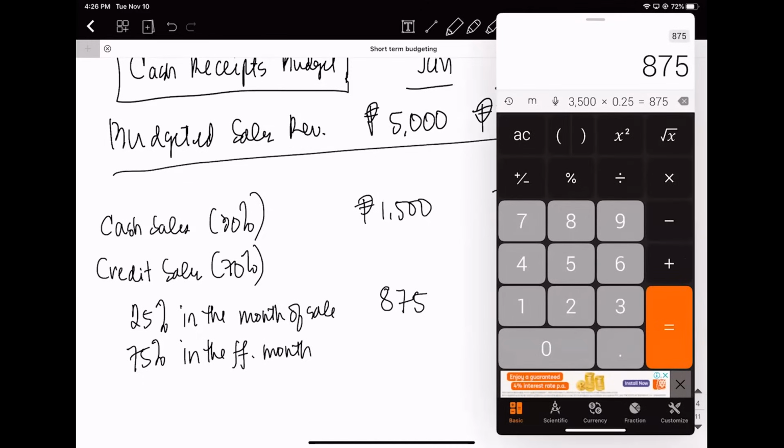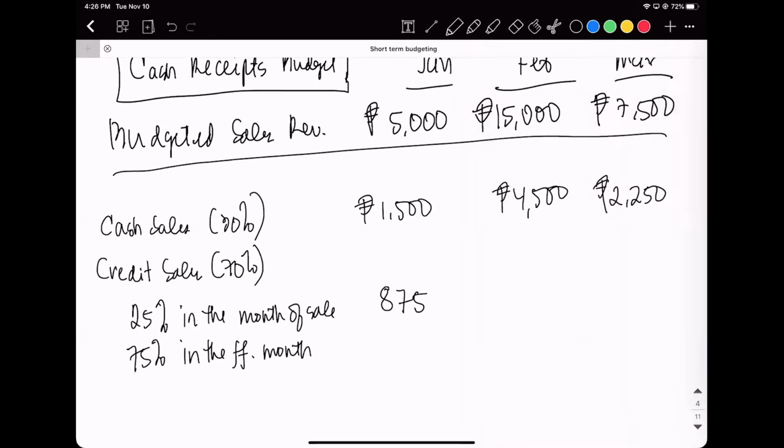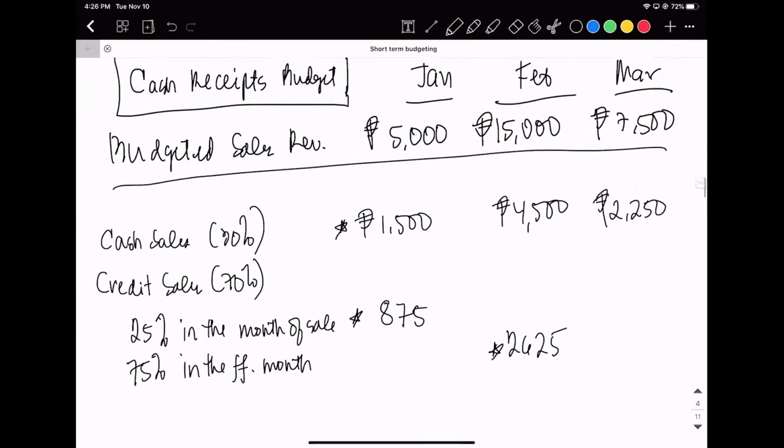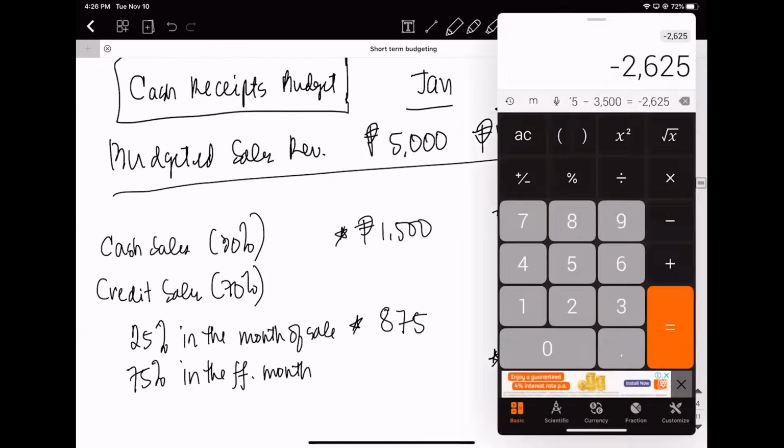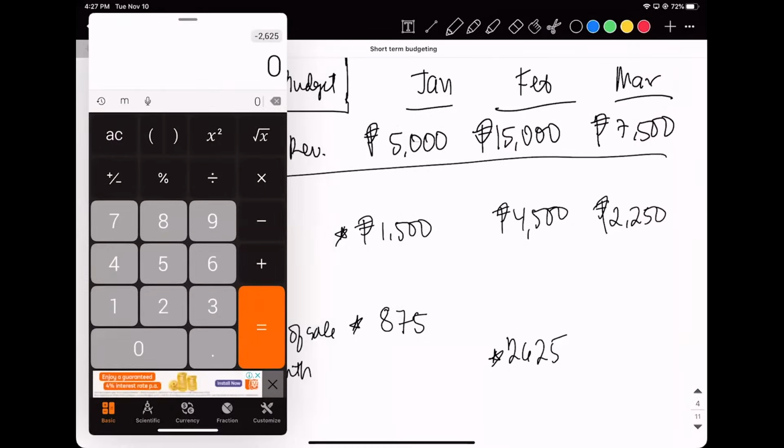So i-minus mo na lang, that's 3.5, di ba? So 3.5, minus natin. 3.5 yung kanina. Ayan. 2,625. So ito yung 2,625. Yan, kaya pag inadd mo to, tsaka this one, and this one, 5,000 dapat. Okay, next. For the month of February. So, ilan sa February? 15,000, no? Actually, pwede minus yung 4,500. Minus natin 4,500. Ito na yung credit sales.